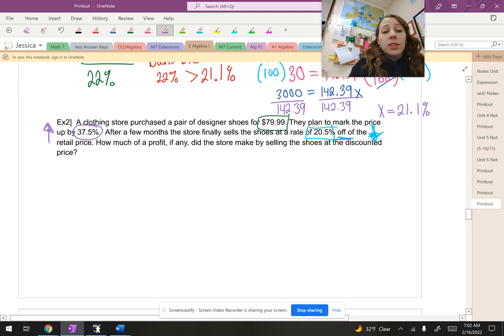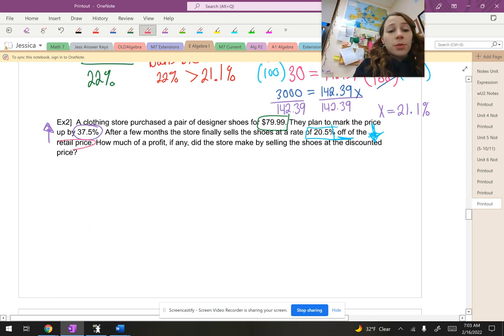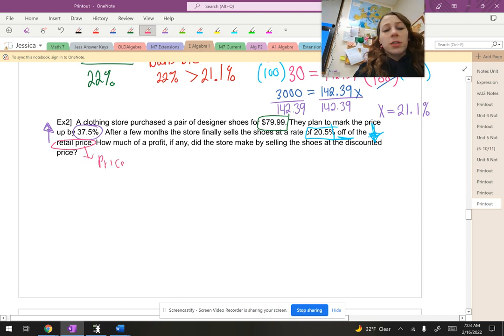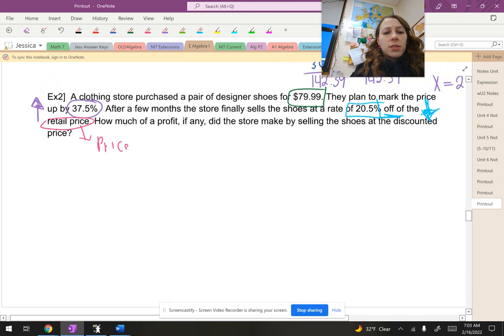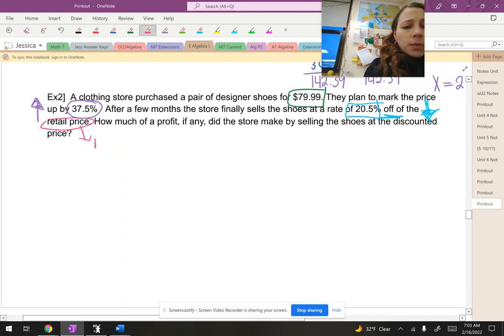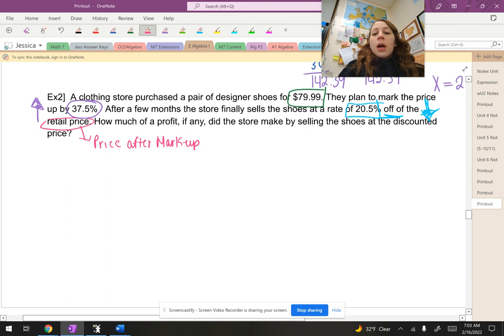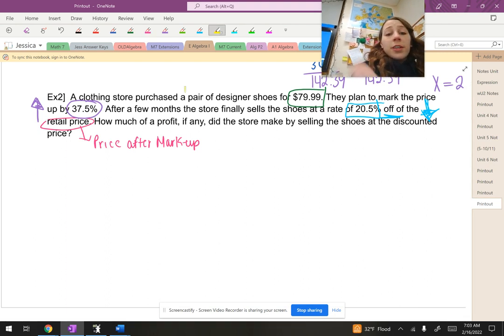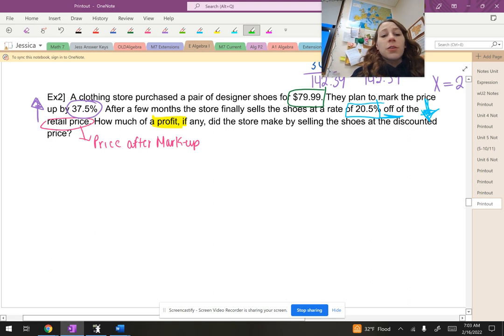So that's going to be a discount of the retail price. That retail price is the price after the markup. So retail price is going to be price after markup. How much of a profit, if any, did the store make by selling the shoes at that discounted price?